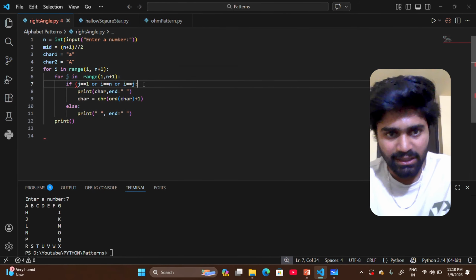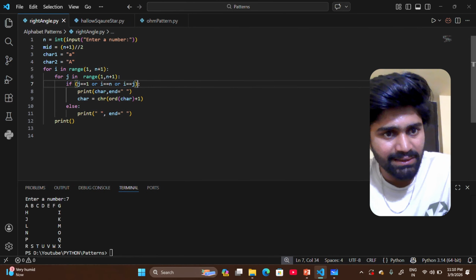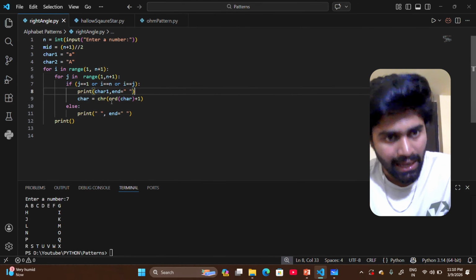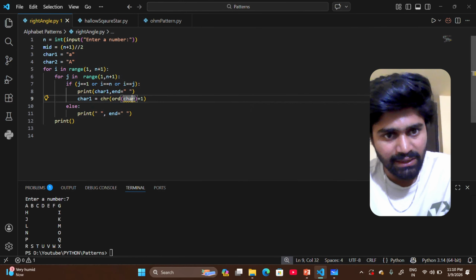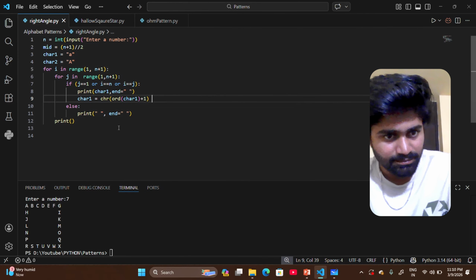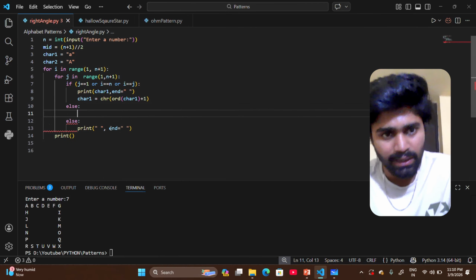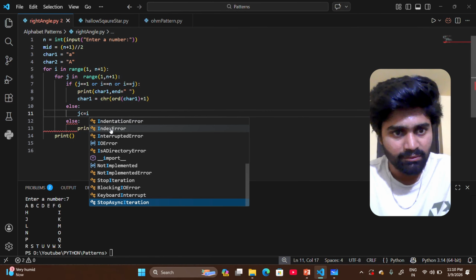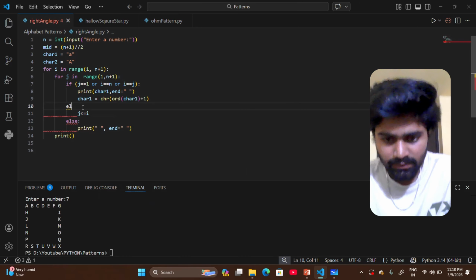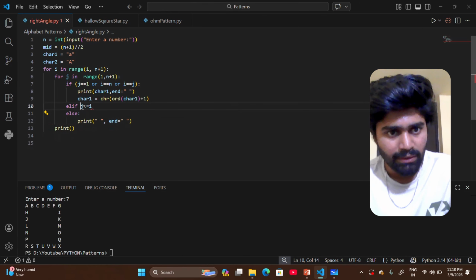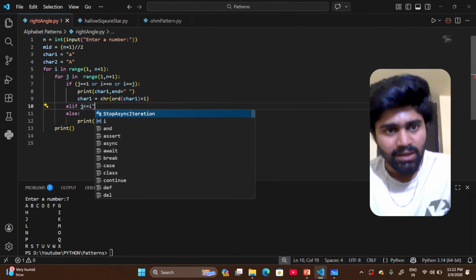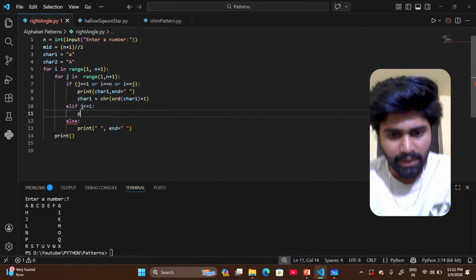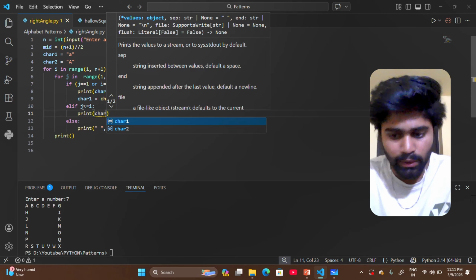Now clearly understand what is happening here. Whenever these conditions are satisfied, I am going to print character 1, and I am going to change the value of character 1. There is one more condition: whenever j less than or equal to i is satisfied, I need the else if ladder. Whenever j less than or equal to i, what do we need to print here? We need to print character 2 here.